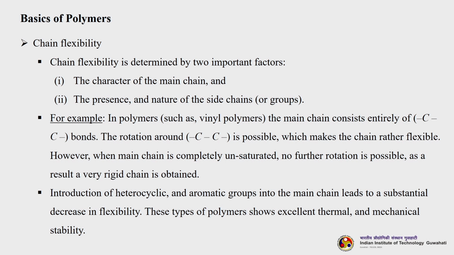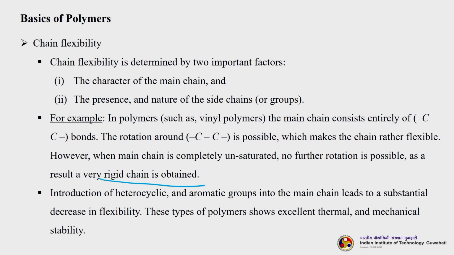For example, in polymers such as vinyl polymers, the main chain consists entirely of C-C bonds. The rotation around C-C is possible, which makes the chain rather flexible. However, when the main chain is completely unsaturated, no further rotation is possible. As a result, a very rigid chain is obtained. When the rotation of the C-C bond is possible, the chain becomes flexible. When the main chain becomes completely unsaturated, no more rotation is possible. So, as a result, a very rigid structure is obtained.